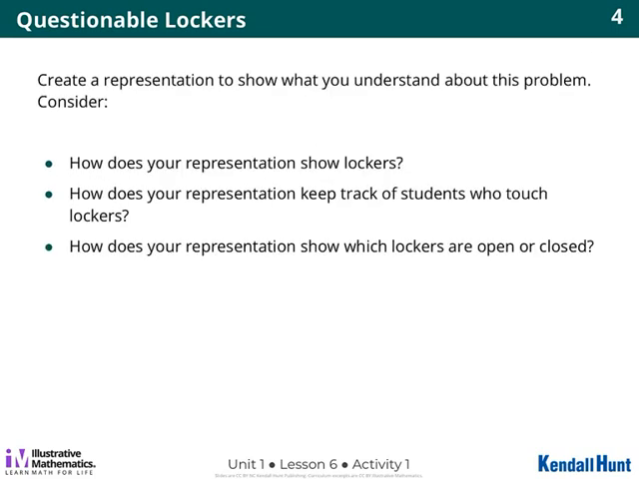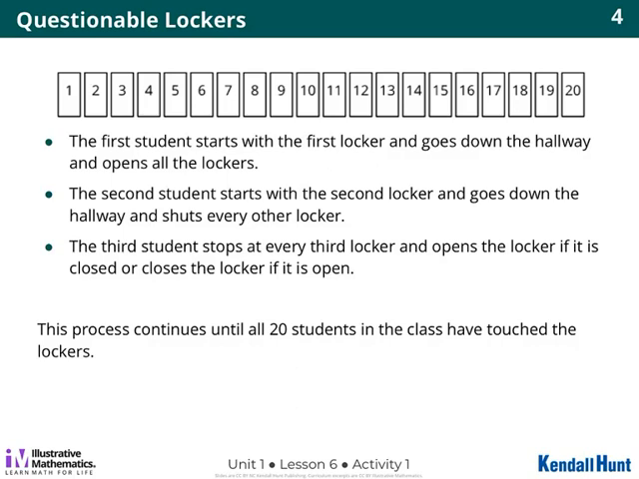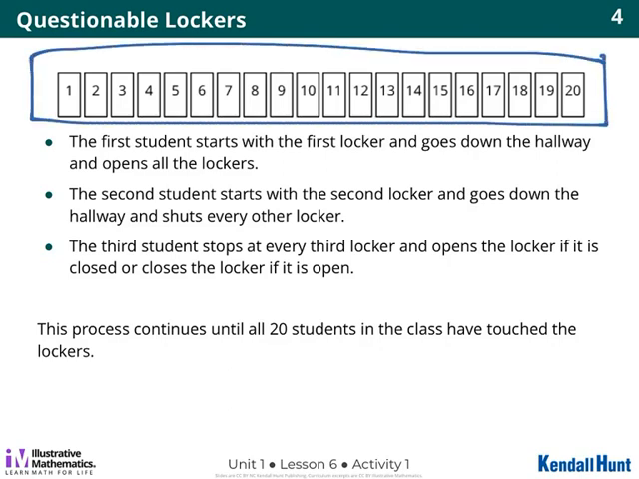Okay? So, basically, you're just coming up with a way to show this row of lockers and the 20 kids who are playing a game. Do you have ideas? What are you thinking?